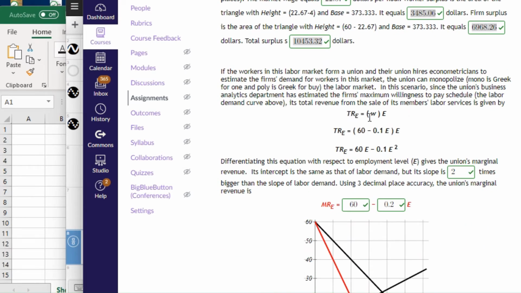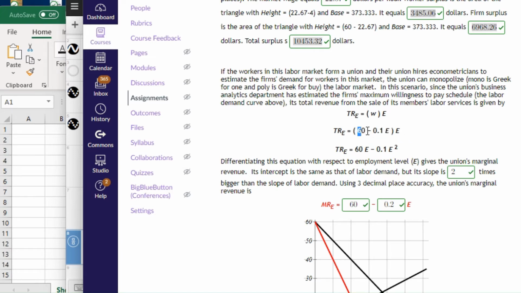So you can think of the wage that its members get paid times the number of employees that the firms hire as the quantity that the union is selling, and they're selling that quantity at that price per unit. So you can think of this as the revenue of the union, right? Price times quantity. Now, because the econometricians and the data analytics people who work for the union have estimated the maximum wage firms are willing to pay at different levels of employment, you can substitute that model in for W. The labor demand curve is W equals 60 minus 0.1E, right? So we can replace this W with what W equals. Given a level of employment, how much are the firms willing to pay for that level of employment, right?